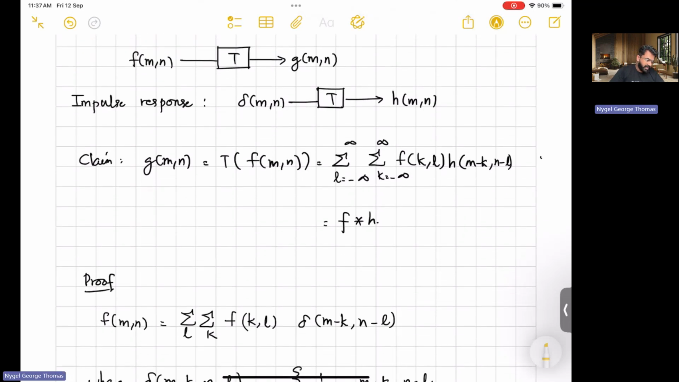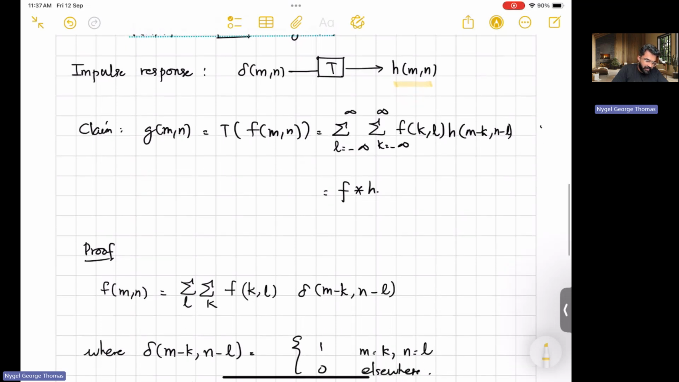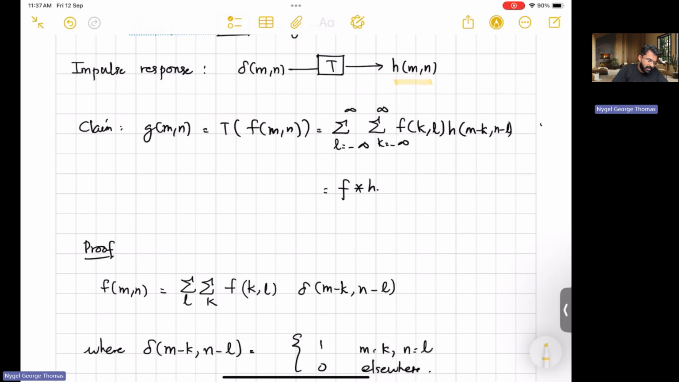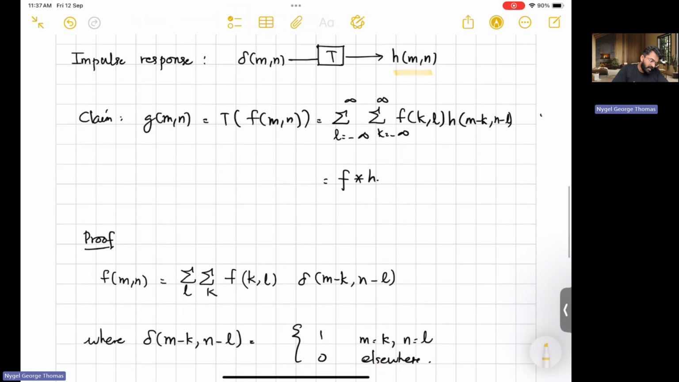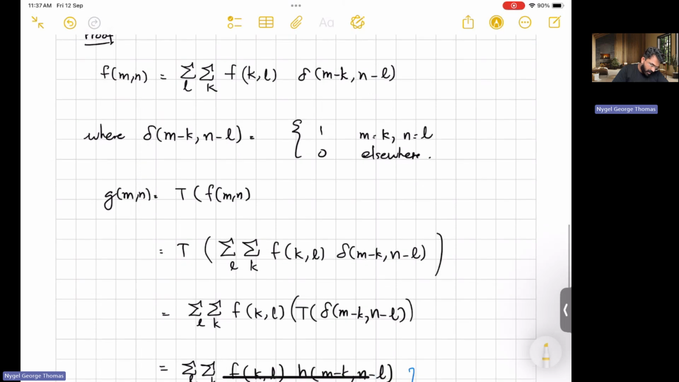So what we're claiming here is, suppose we have an output of a function f of mn when it's passed through a system T, then if you know the impulse response h of mn, to find the response of that particular system for a function f, we have to convolve f and its impulse response. If you do the convolution between f and h, you end up getting the corresponding g. This is a claim. Let's see how we can prove this.